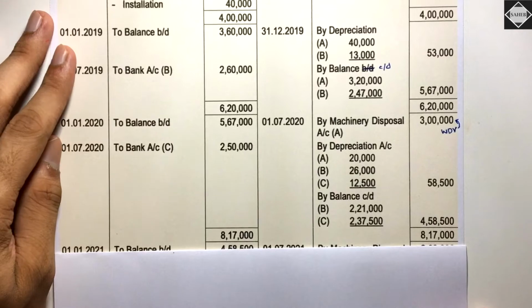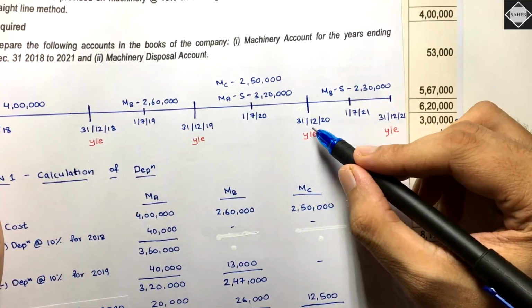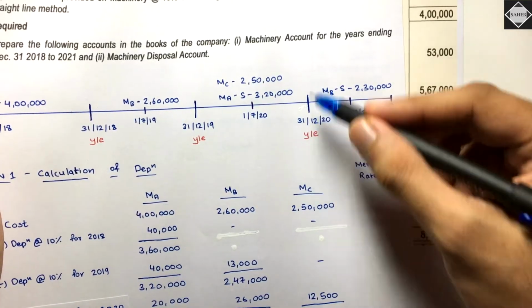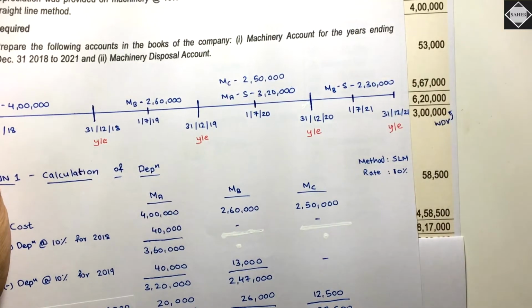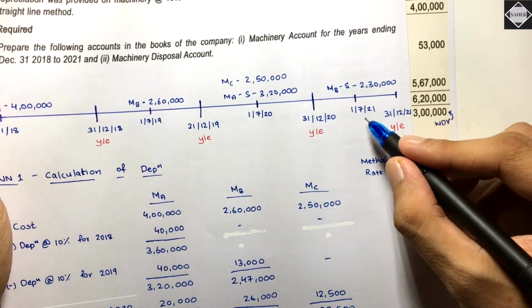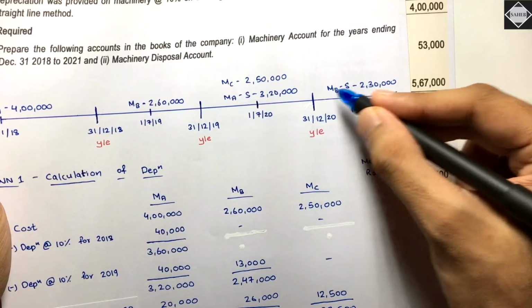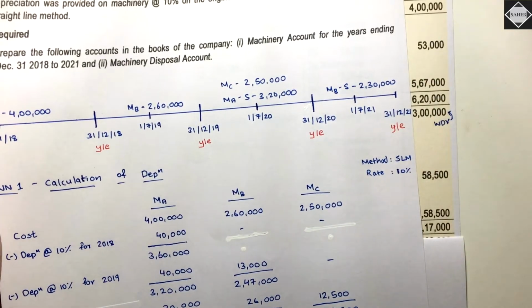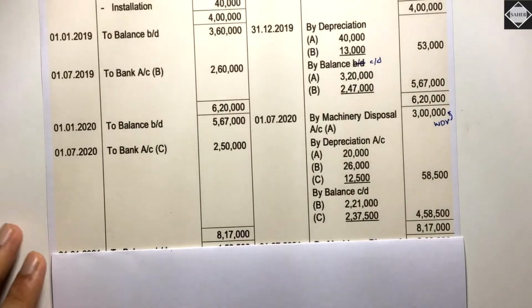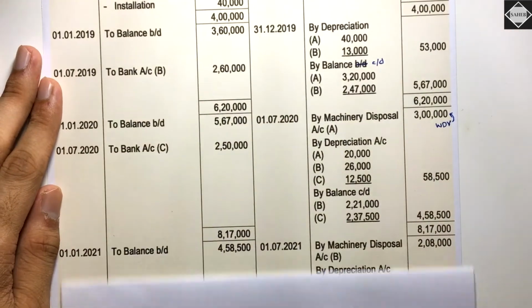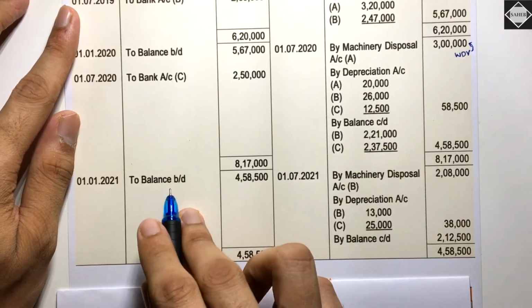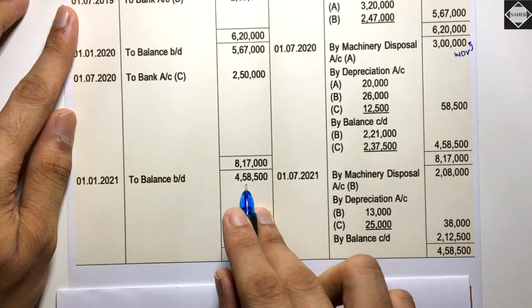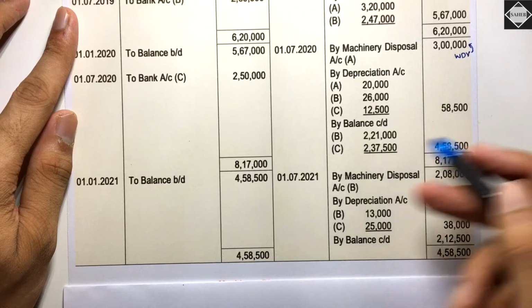Fine. So after this, where are we on the timeline? In the timeline, we are on 31st December 2020 now, right? At the year end, these two things are over. Now we have to go forward to 1st July 2021, right? In the next year, we are selling another machine, machine B, for 2,30,000. So let's see how it will happen. This closing balance will become the opening balance over here, balance brought down, 4,58,500. You all know.